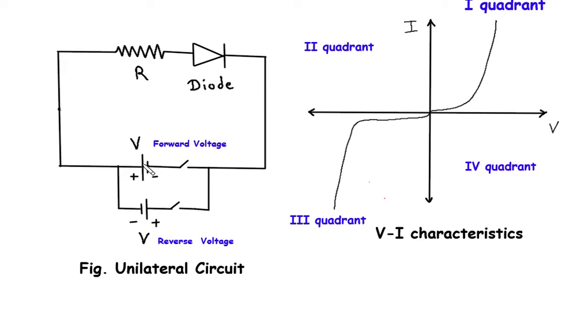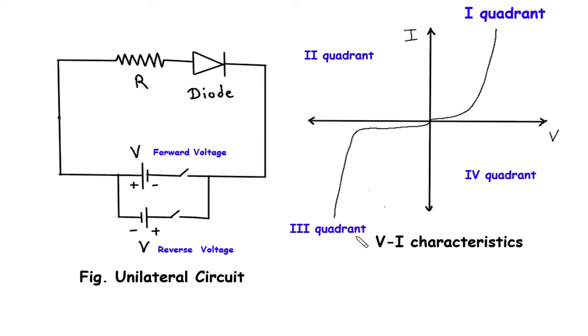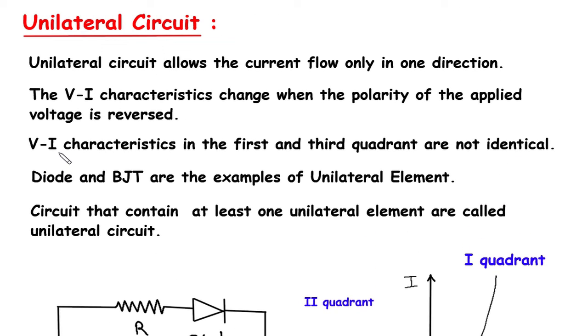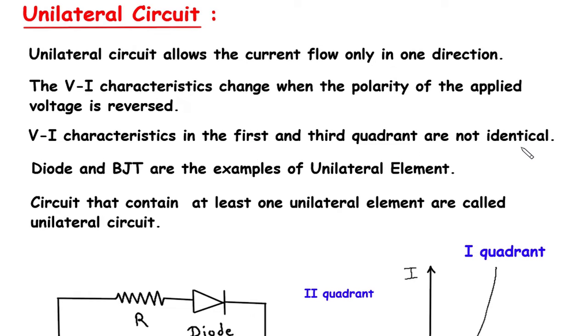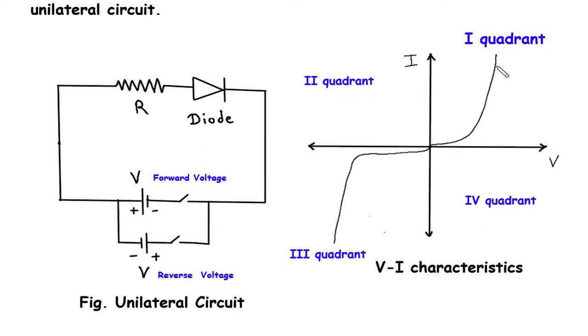Now if we reverse this polarity, that is, in place of this negative it will be positive and here it is negative, so that will be reverse voltage. Now when we give this circuit a negative voltage or reverse voltage, at that time the VI characteristic plot will be like this in third quadrant. VI characteristics in the first and third quadrant are not identical. So here we can see the VI characteristic in first quadrant and third quadrant, it is not identical.